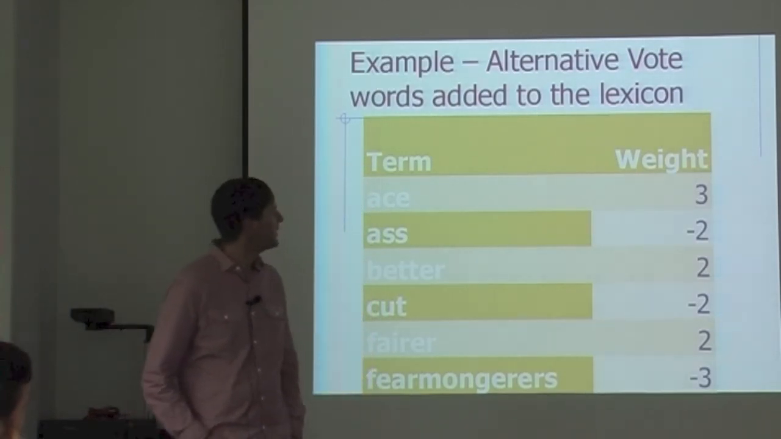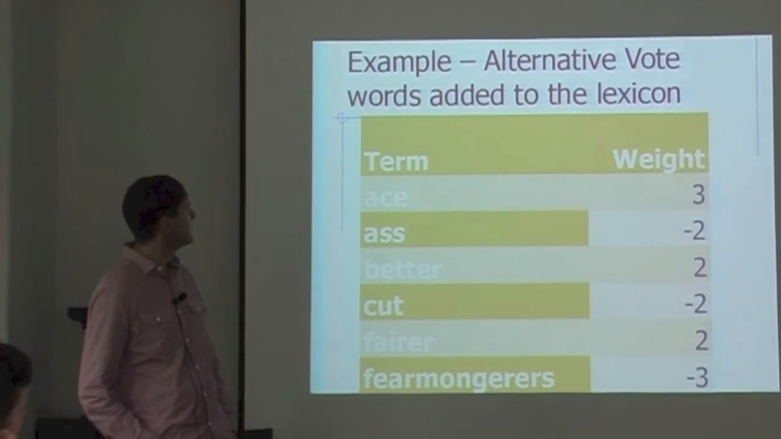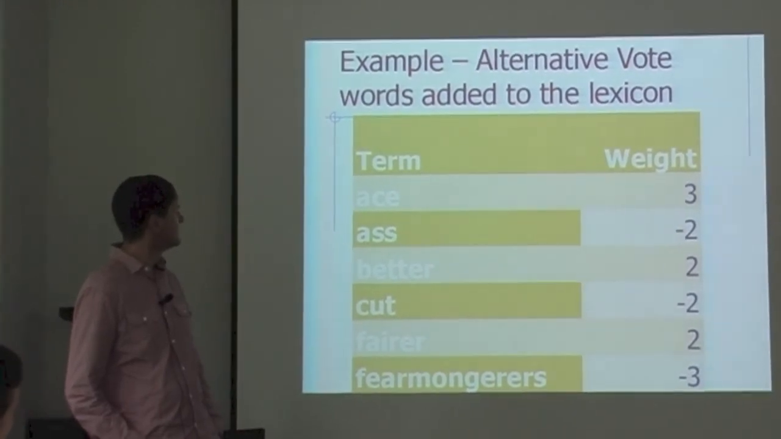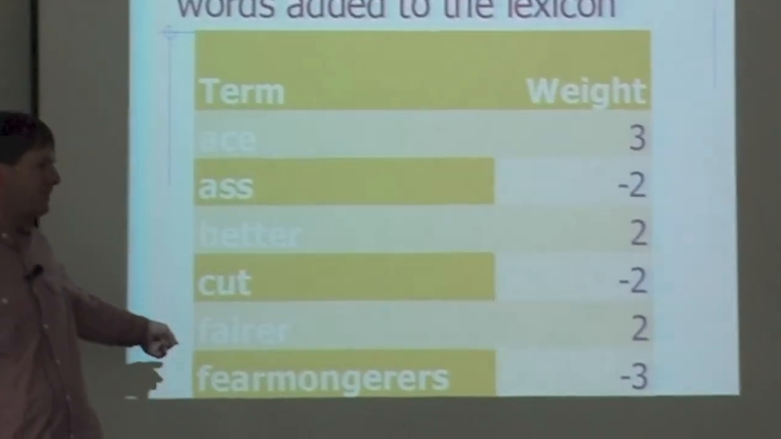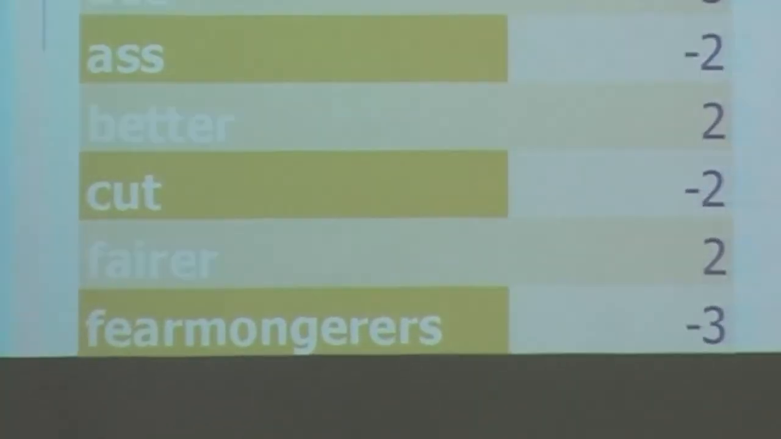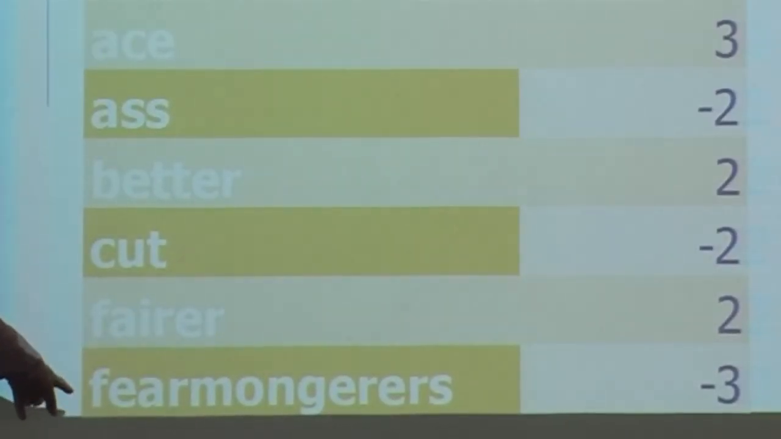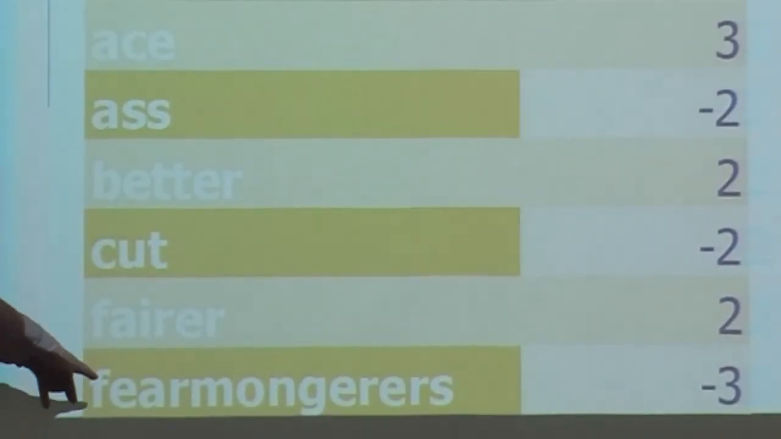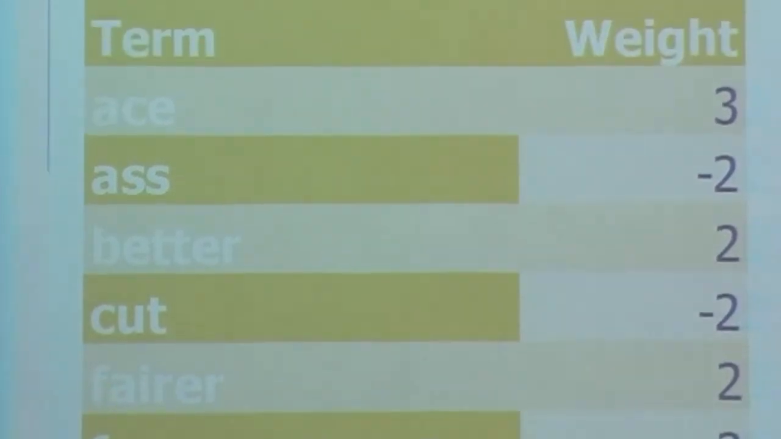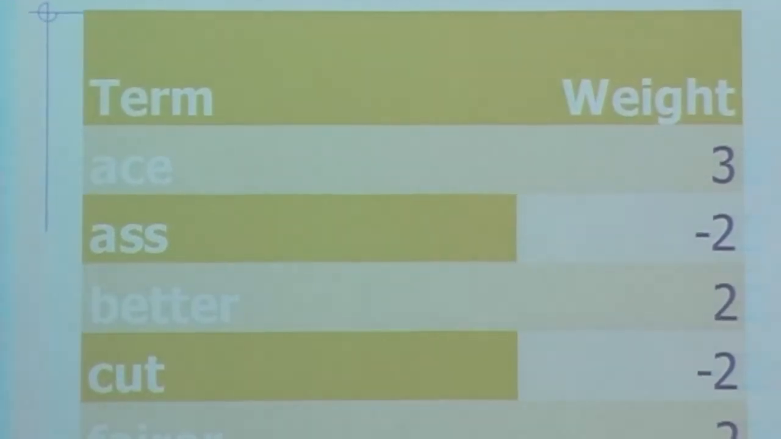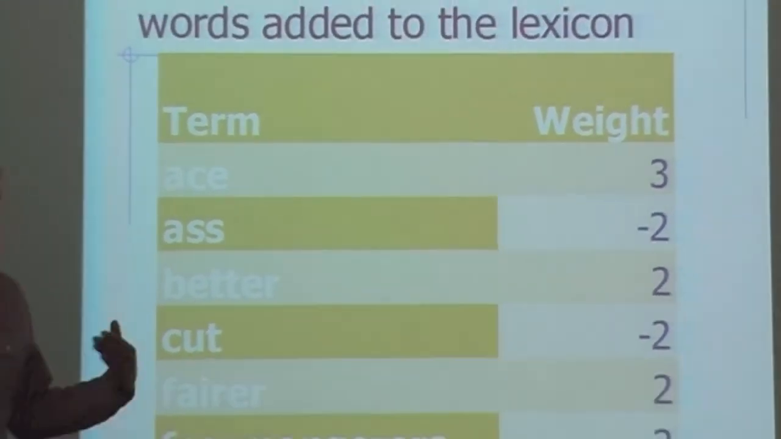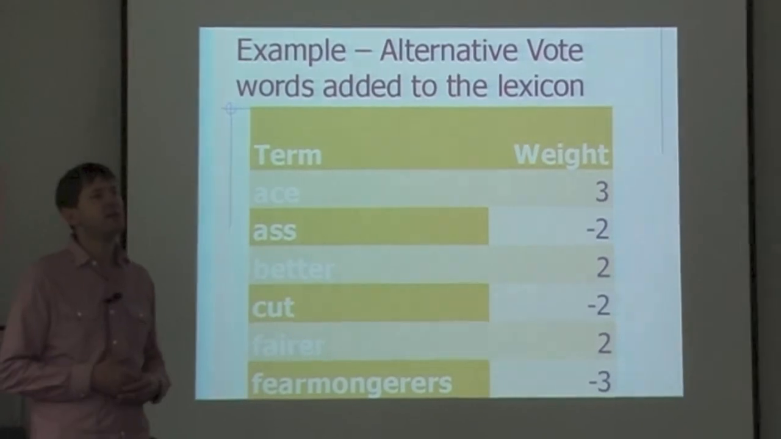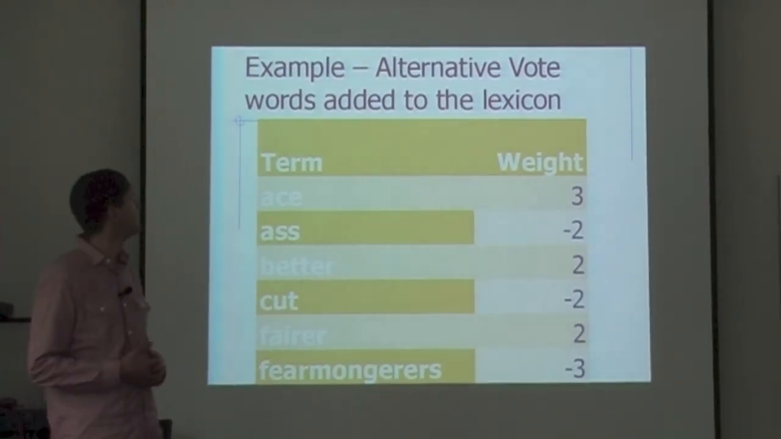So this was the alternative vote lexicon. You can see, again, some of these words are clearly sentiment words, like fairer, that's obviously a positive word. And some are just rare negative words that were used a lot in the alternative vote. So fear-mongering, fearmongers. It's an English word, it's just a really rare word, but it was used a lot in the context of alternative vote tweets. So the computer picked it up as a significant term for the tweets.